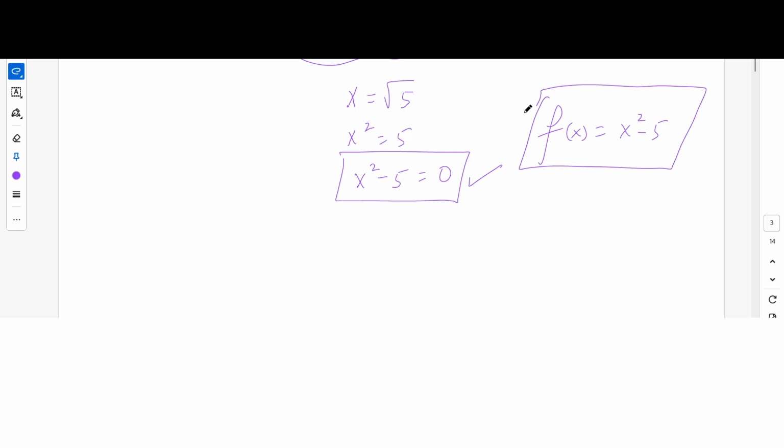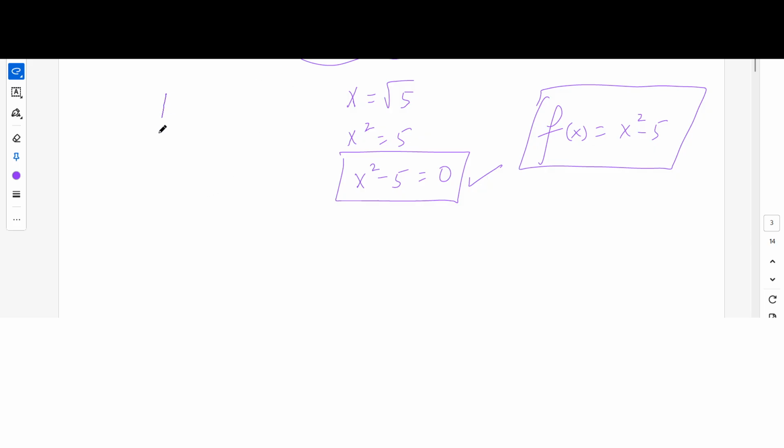Let's say x is the square root of 5. Then we can square both sides, so it gives us x squared equals 5. And if I bring 5 to the left side, it gives me x squared minus 5 equals 0. So finding the value of the square root of 5 is solving this equation. Let's assume that you have a function f of x, which is x squared minus 5. Then solving this equation means finding the zero of this function.